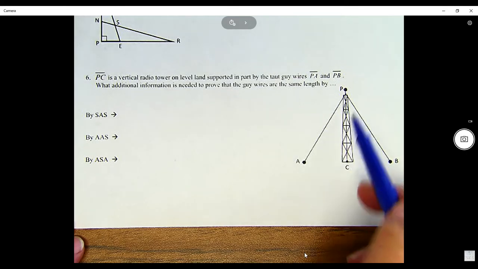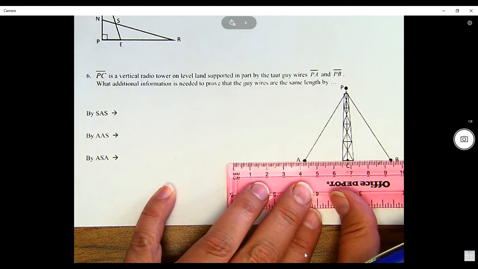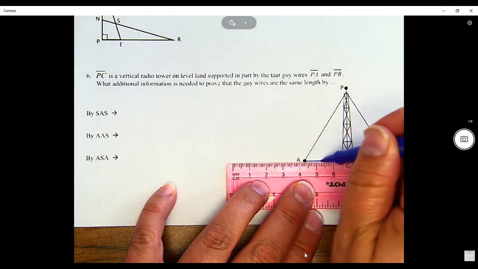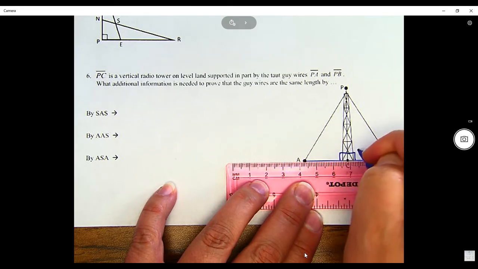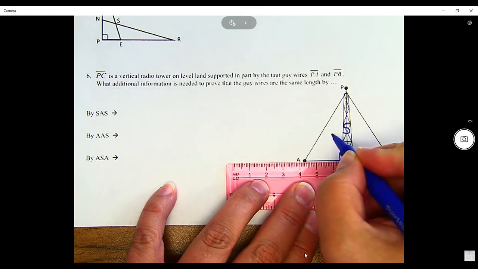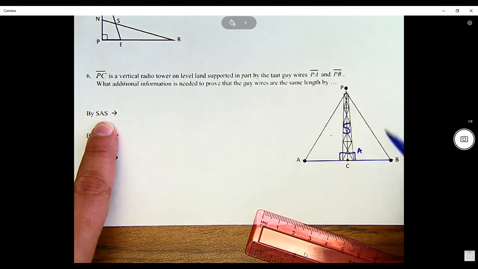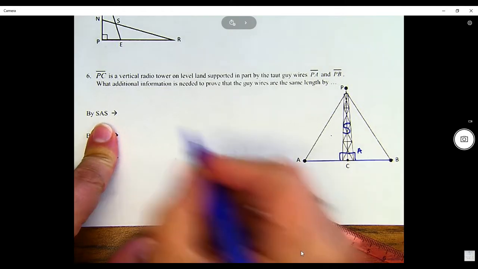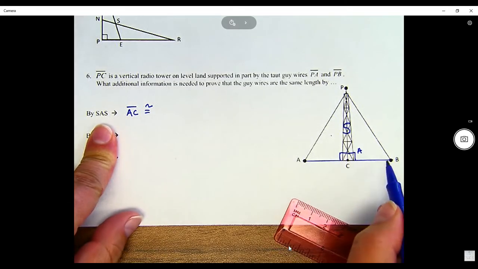So there's a triangle here and a triangle here. Now, the first piece of information that they gave us is that PC is a vertical radio tower on level land. Now, if it's vertical and the land is level, then it's created a right angle here and a right angle here, right? So we have one angle, and we know that this side is congruent to itself on these 2 triangles. So if we wanted to prove that the 2 triangles were congruent by side, angle, side, then the next side that we would need is we would need to know that side AC is congruent to side CB.